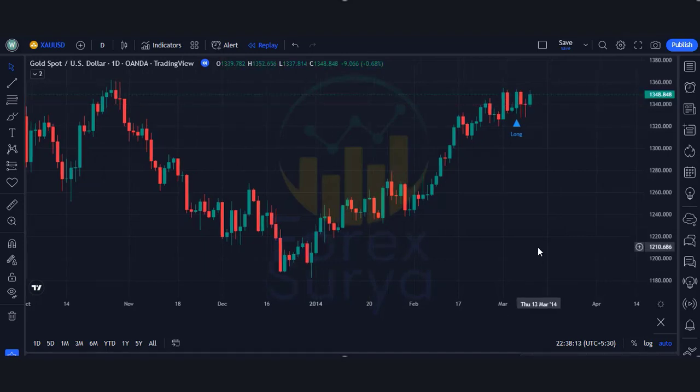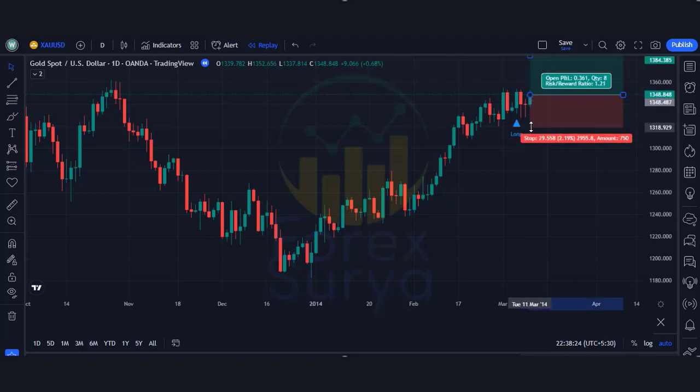Here friends, the Smart Supertrend indicator has given a buy signal, and the market has made a bullish candle. We will take the buy signal, and the stop loss will be placed below this bullish candle. The risk to reward ratio will be 1 to 1.5. Let's see what happens to our trade.